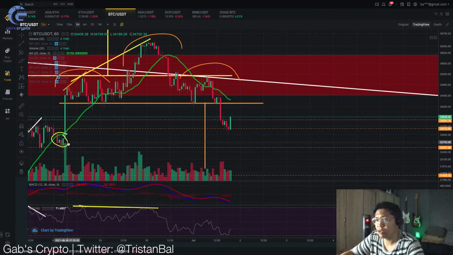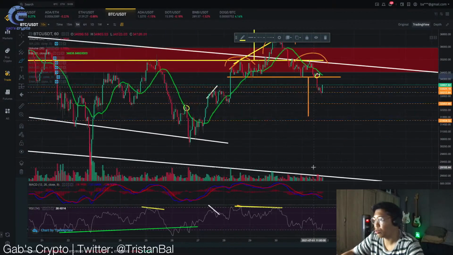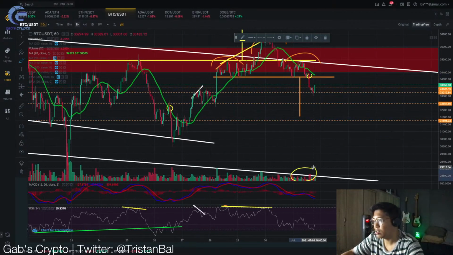And also, kailangan nyo din pansinin kasi yung volume every time na nagkakaroon ng breakout. So, sa ngayon, weak yung volume natin. If you're going to zoom out, mahina-hina yung volume niya. So, that's not a full breakout if we don't have the volume.